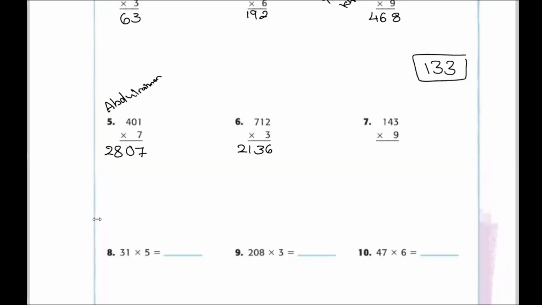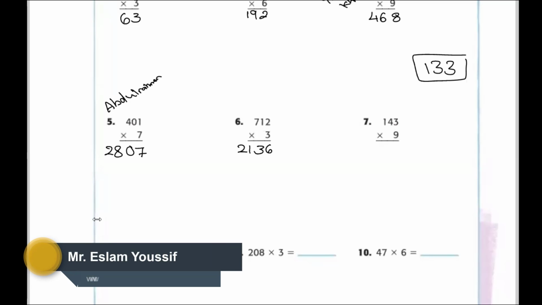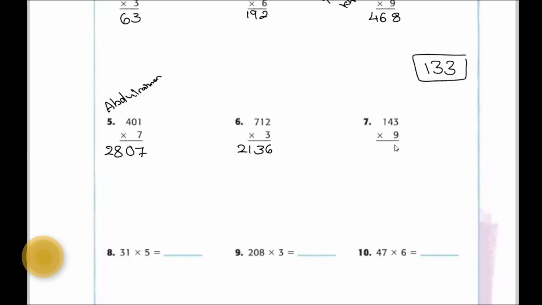Kevin. Yes, mister. Solve with me number 7. 3 times 9 equals 27. So how do I write 27? First you write 27, like that, in the first place. Then you multiply 9 times 1 equals 9. What about 4?